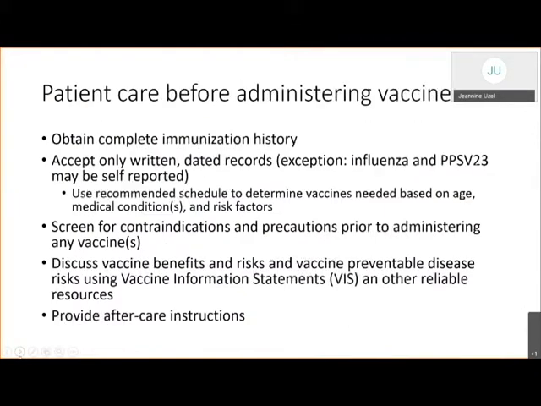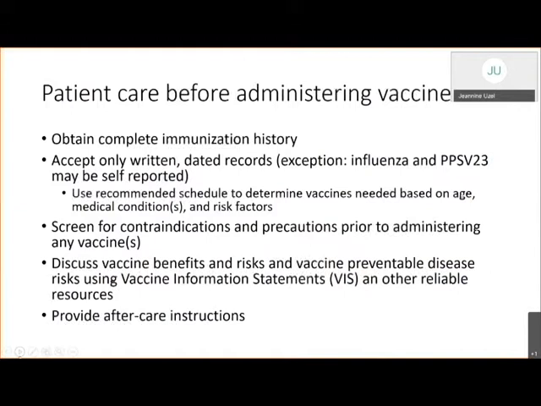There are steps that are required before you administer a medication. It is important to obtain a complete immunization history. Accept only written, dated records, with the exception of influenza vaccine and PPSV23, which may be self-reported. Use recommended schedules to determine vaccines needed based on age, medical conditions, and risk factors. Screen for contraindications and precautions prior to administering any vaccine.